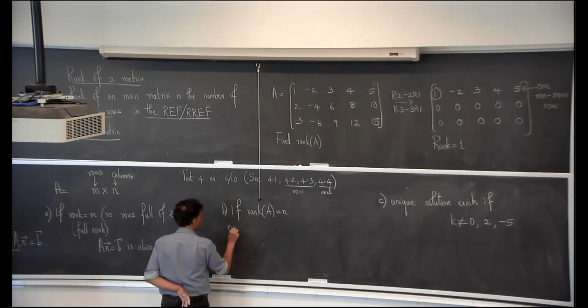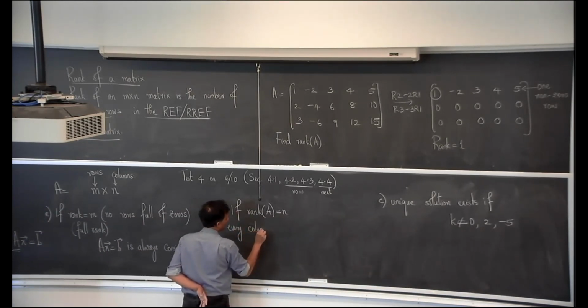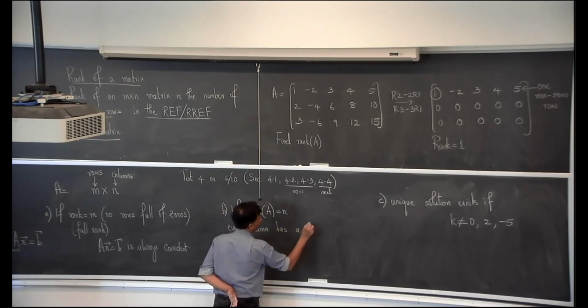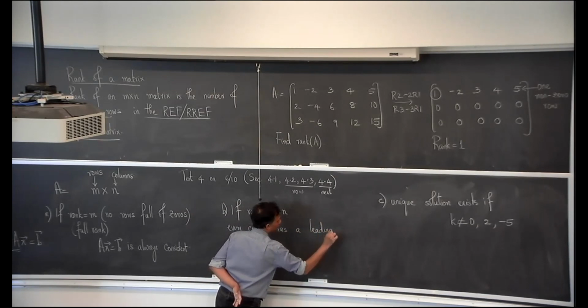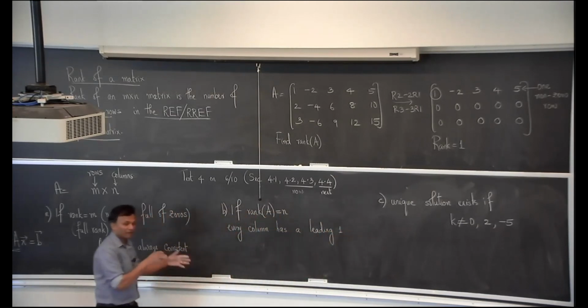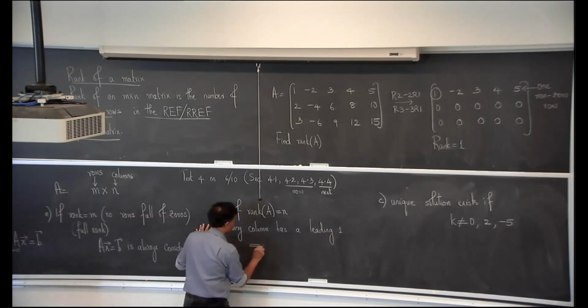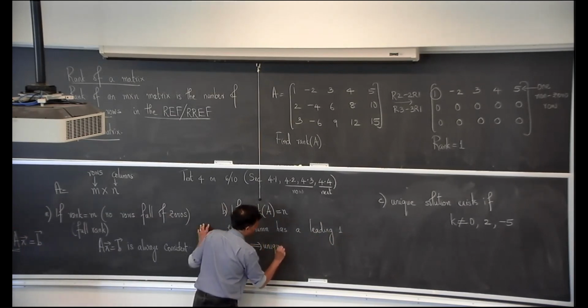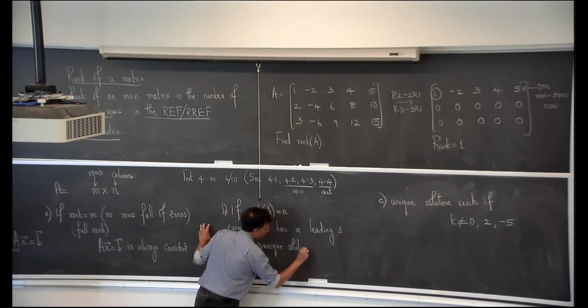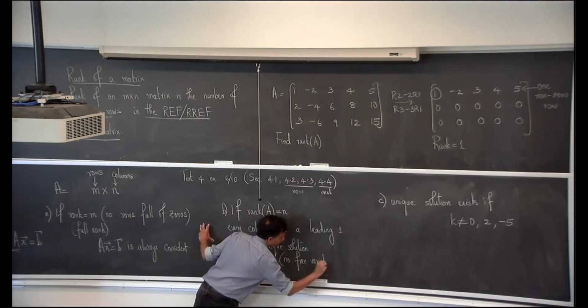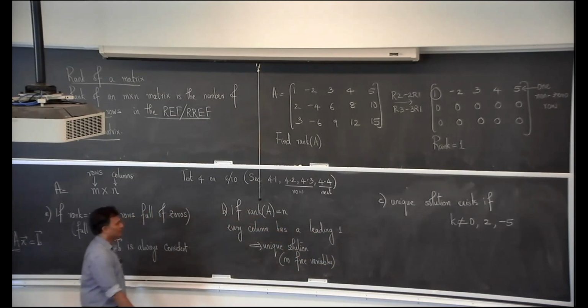Every column has a leading one. Without that, you cannot have rank equal to the number of columns. Every column should have something in it. So the answer is that it must have a unique solution. No free variables. That is especially true for a square matrix, because in that case, if the system is consistent, there is no free variable at all.